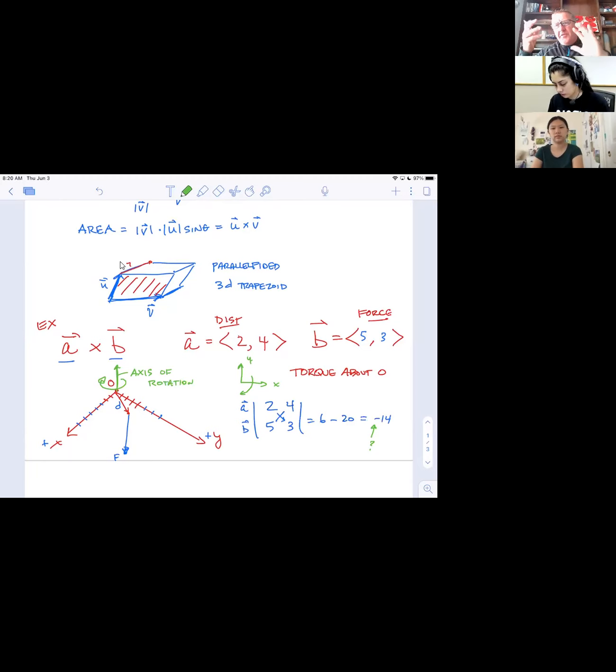But the problem is we're about to do this in 3D. And so what is positive and what is negative is really confusing. I'm sure your book talks about this, but there's this really cool trick called the right-hand rule. Have you heard of this before? You take your thumb. Have you heard of this?